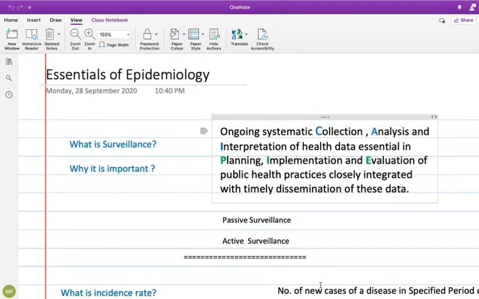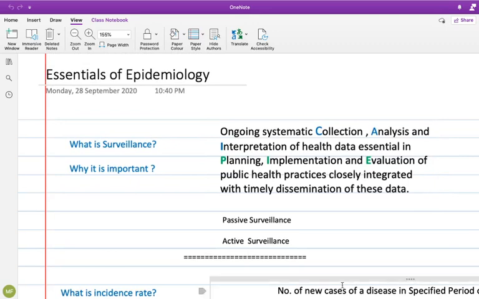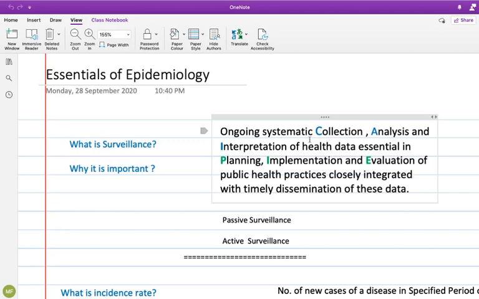So briefly, what is surveillance? It is basically an ongoing systematic collection, analysis, and interpretation of health data, which is essential for planning, implementation, and evaluation of public health practices, which are closely integrated with timely dissemination of these data. So, these are the three things: collection, analysis, and interpretation, which is meant for planning, implementation, and evaluation.